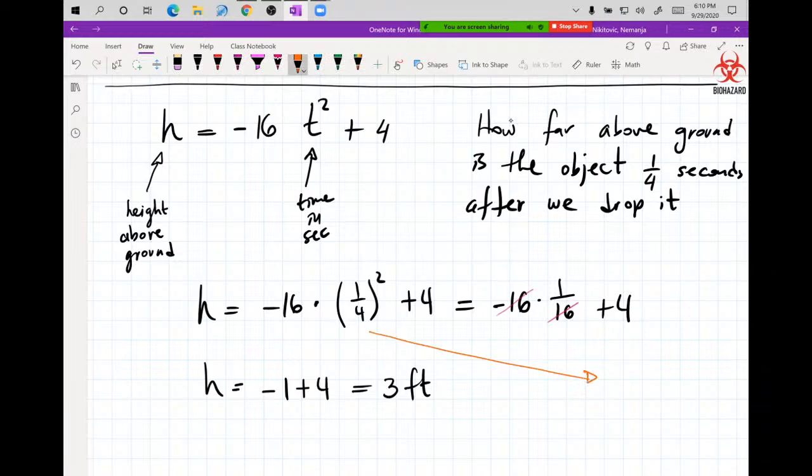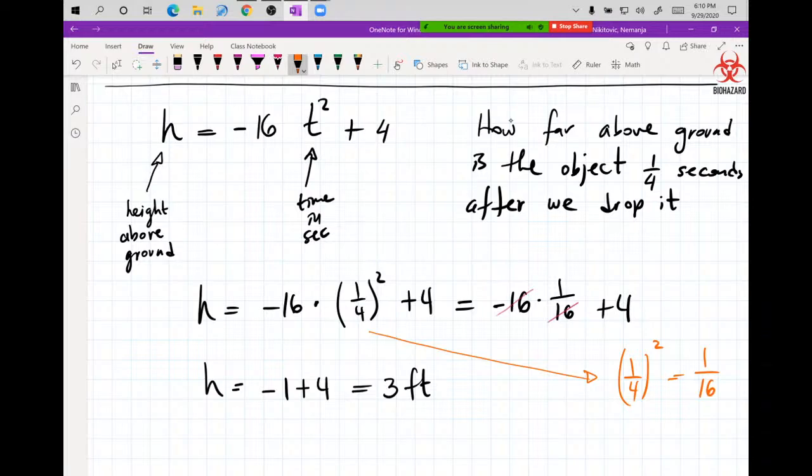Okay. So if you have 1/4 squared, you square each number independently. So you square the numerator and the denominator separately, which will give you 1/16.